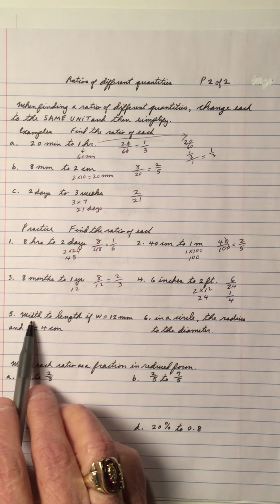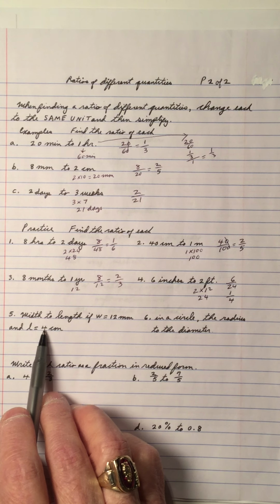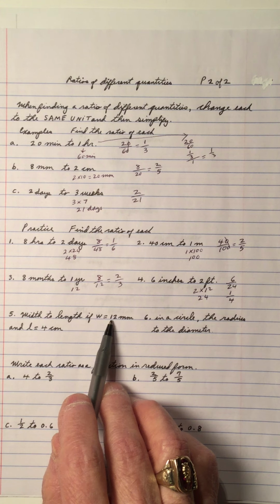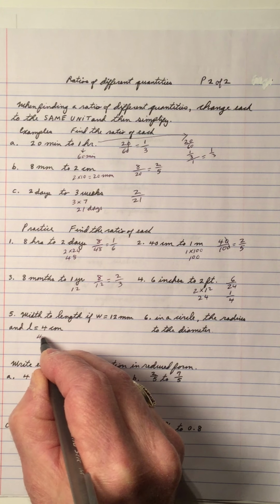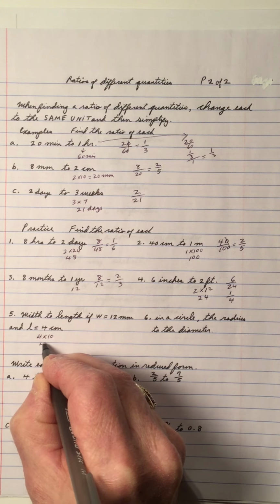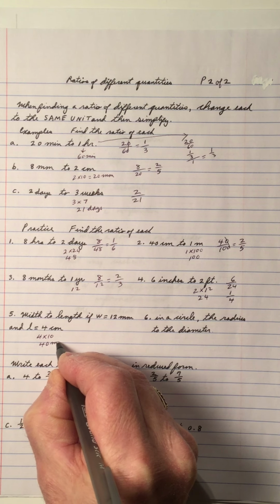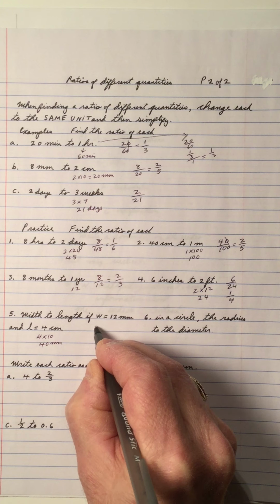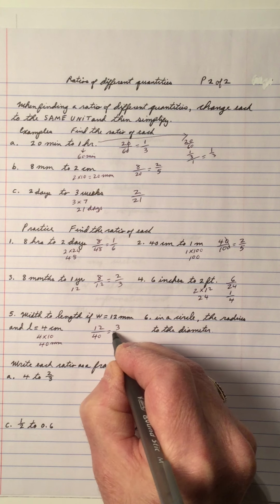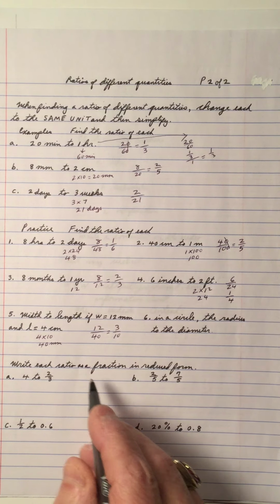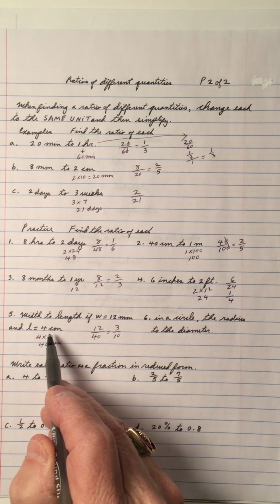Number 5, the width to the length. If the width is 12 millimeters and the length is 4 centimeters, each centimeter has 10 millimeters. So 4 centimeters has 40 millimeters. So the width is 12 and the length is 40. Divide by 4 and I get a 3 and a 10. So 3/10. Again, the same units, and it's easier to change the big one to the small one.